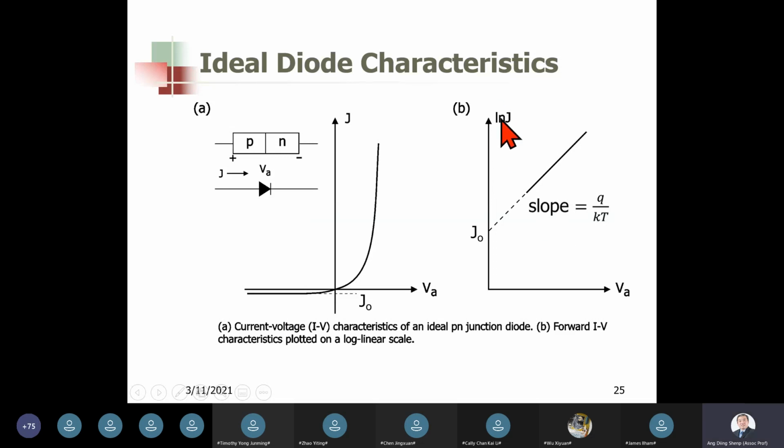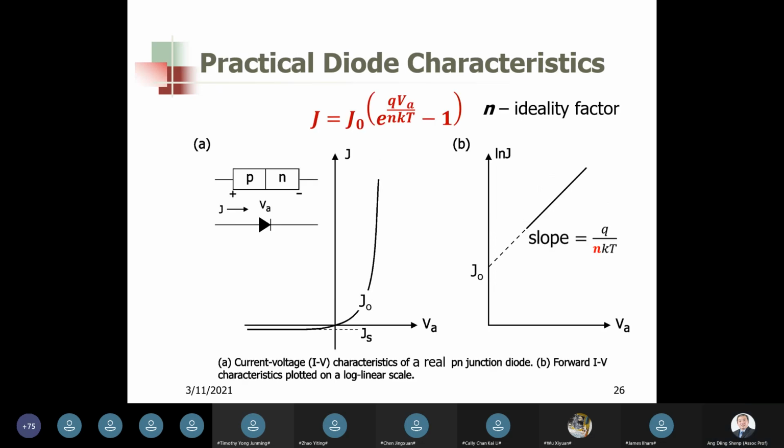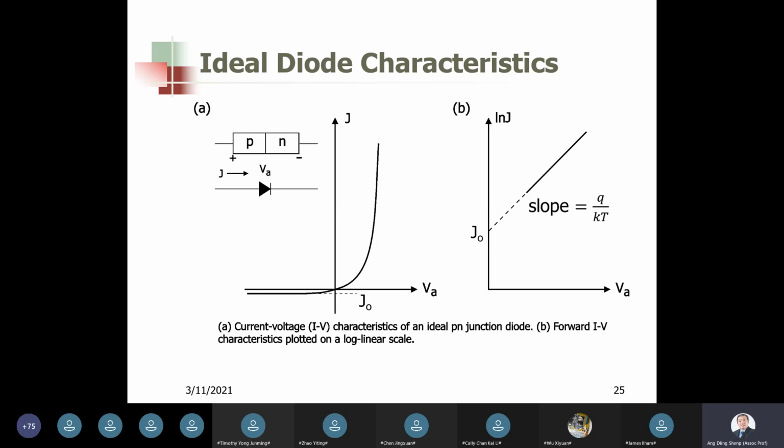All right, so this is a plot of natural log J versus VA. You should get a straight line whose slope is q over kT, and by extrapolating the straight line to cut the y-axis, or the natural log J axis, you can determine the value of J naught experimentally. If you can do an experiment like this, which is what you're going to do for lab 3. Now, ideal diode. At this point, we have an equation that describes the IV relationship of an ideal diode.